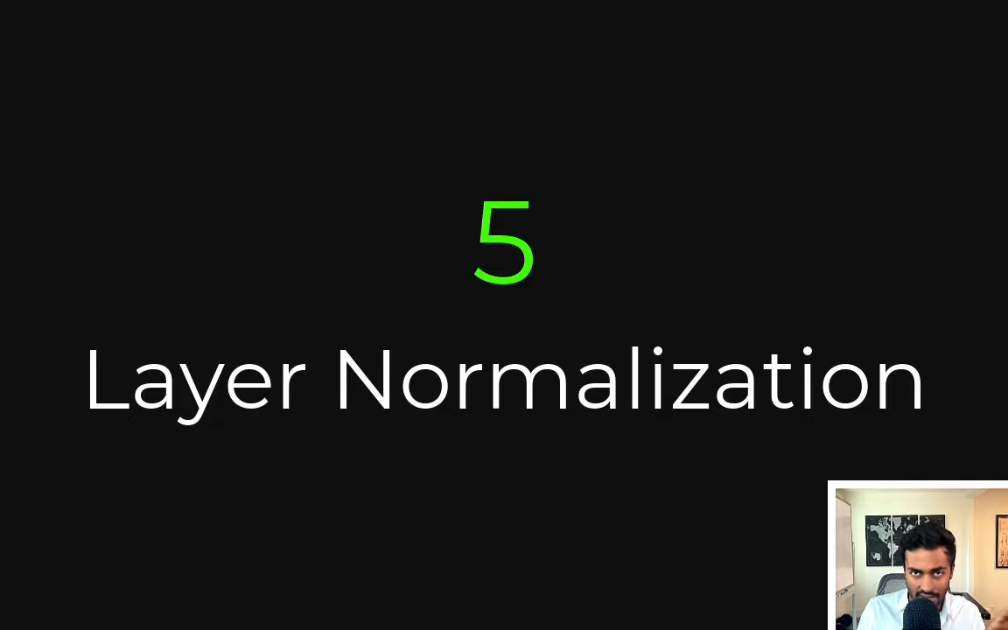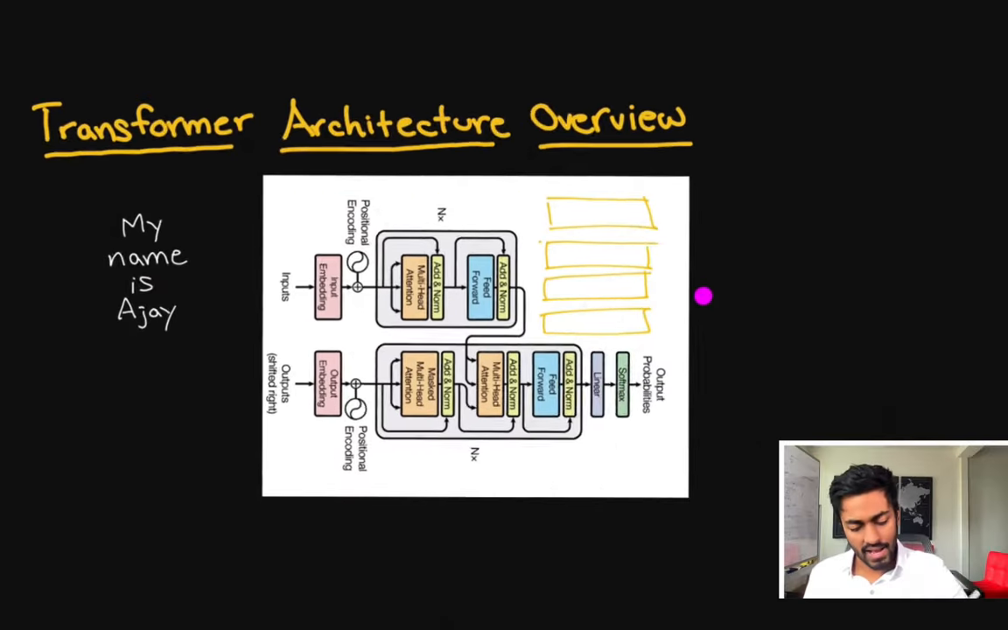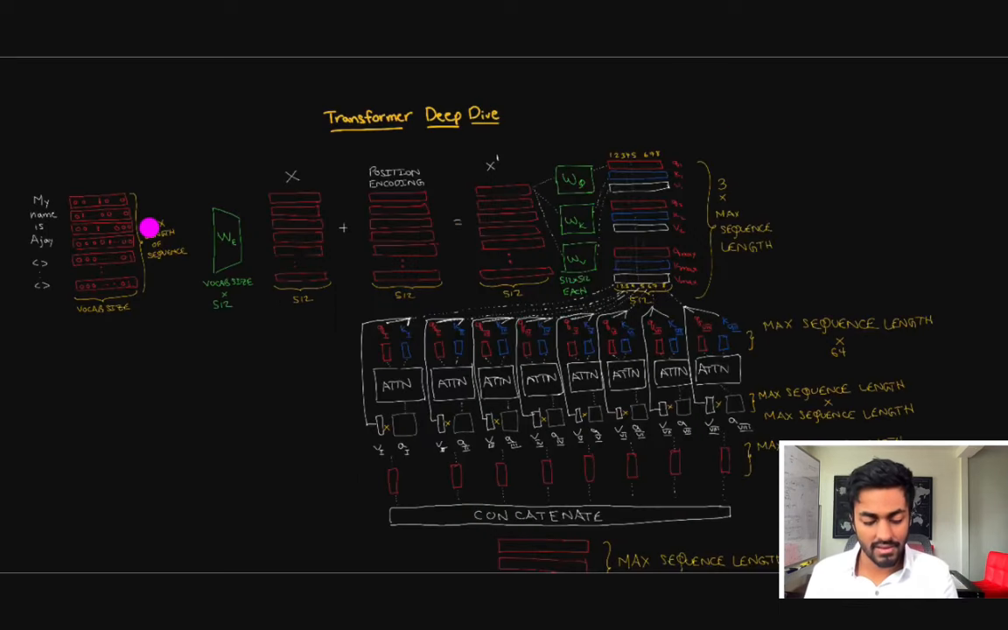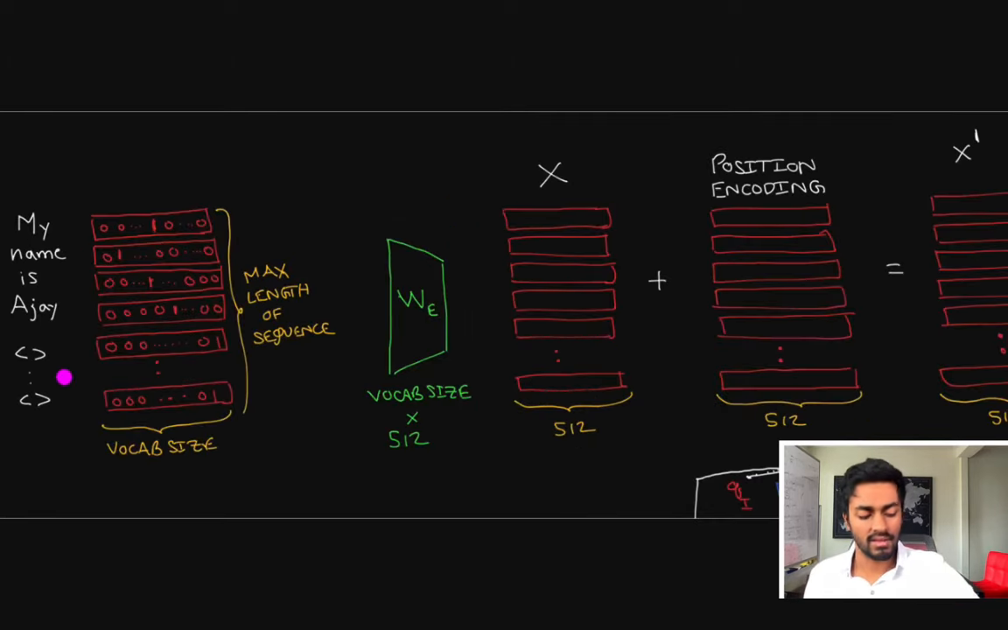Now that we have a good idea of that, let's shift gears to layer normalization. I kind of want to focus on these add and norm parts over here. What are we adding and normalizing? So in order to understand that, let's actually blow this encoder up. What we get is this not so complicated architecture that I've drawn by hand, but we'll actually just pick apart what's important here. We have the input, my name is Ajay, and let's say we want to translate this from English to French.